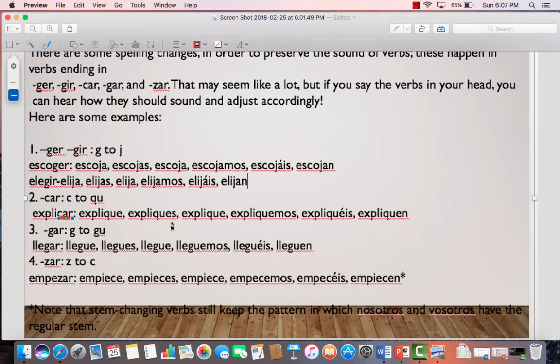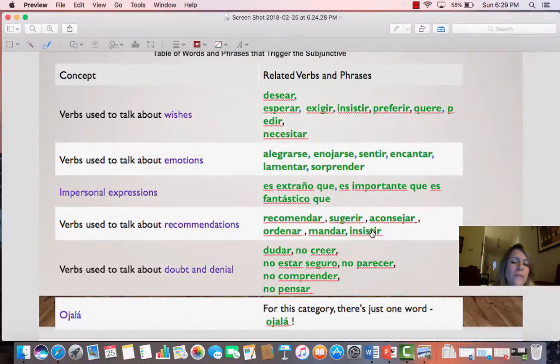Explique, expliques, etc. Then we have the GAR verbs, such as llegar. Llegar is a GAR verb because it ends in GAR. The G changes into a GU. And finally, ZAR verbs, such as empezar, have a change where the Z changes into a C in every form. We have some phrases and verbs that can be used to trigger the subjunctive.